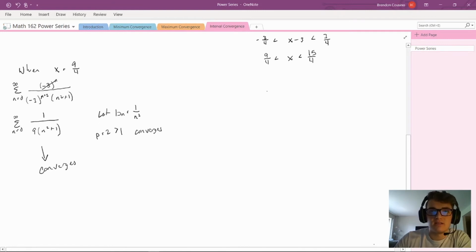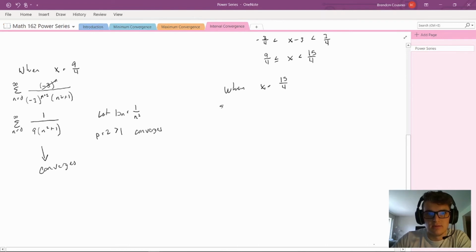Okay, so that tells us we need to go back up to our interval of convergence, and we need to add a less than or equal to sign on our interval, because we know that since this is the interval of convergence, at this endpoint, it also converges. Okay, so now let's do the other endpoint. So when x is equal to 15 over 4.